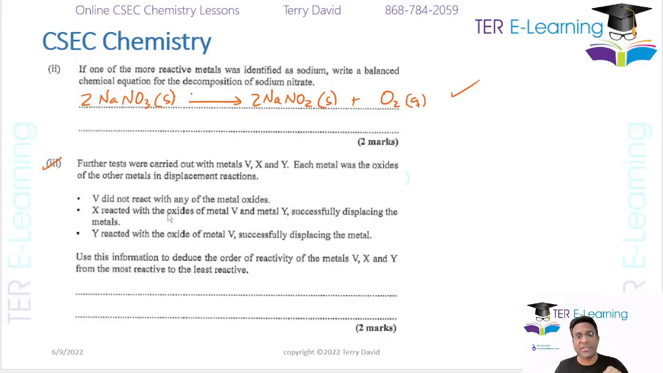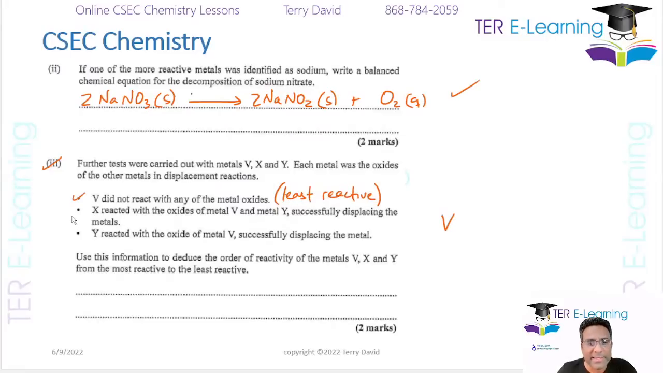So what you all needed to know was that metals higher up in the reactivity series, or more reactive metals, are able to displace ones lower down in the reactivity series. So let's see. This first observation: V did not react with any of the metal oxides. Well, that tells me something already. V has to be at the bottom. V has to be the least reactive. That's what that means, right? So this one is the least reactive.